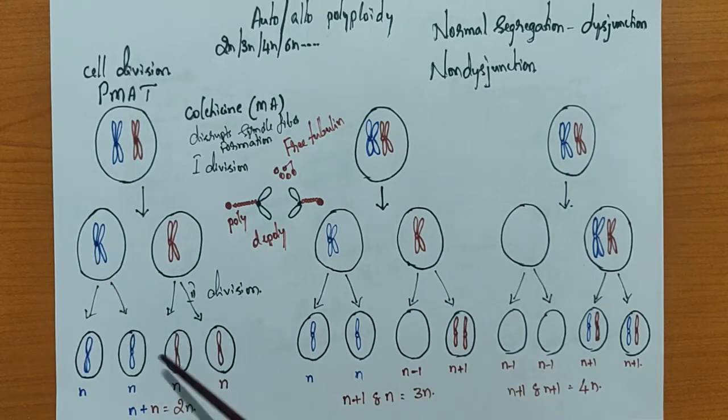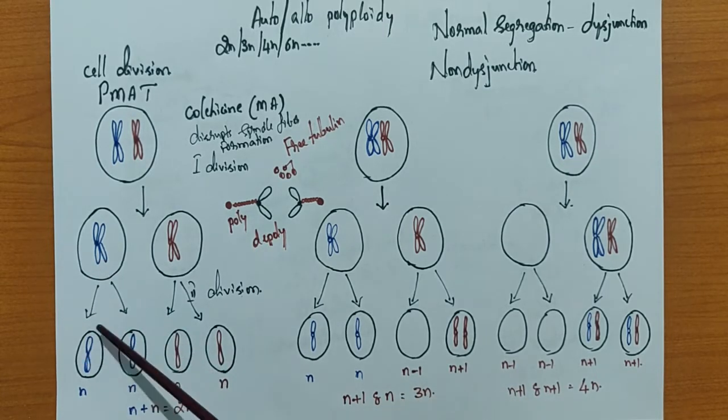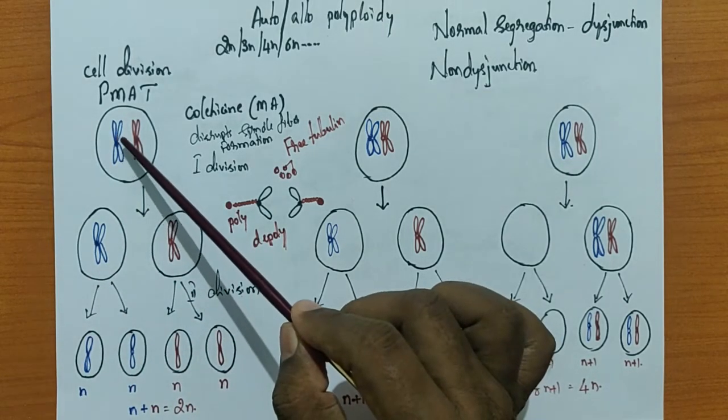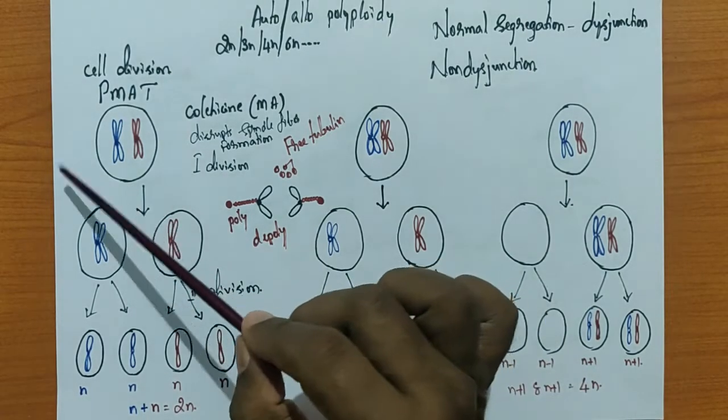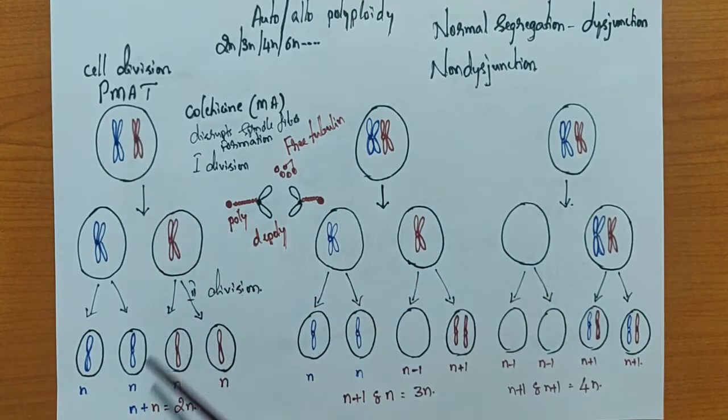So now here we have the 2n. Here we have a single chromosome like this. This condition we call n gametes. So it is 2n, and by the meiotic cell division we are going to get this n.